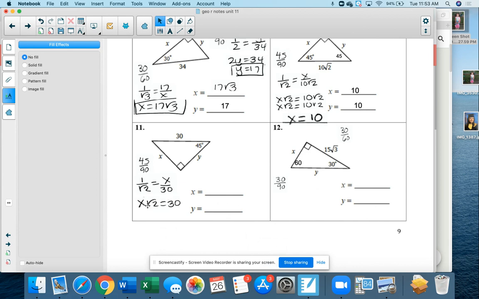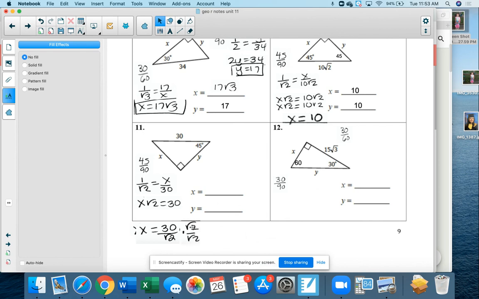To solve for x, I need to divide both sides by radical 2. So I'm going to divide by radical 2, and I get 30 over radical 2, right? So 30 divided by radical 2. Now I need to rationalize the denominator. I cannot have a radical in the denominator, so I multiply the top and the bottom by radical 2.